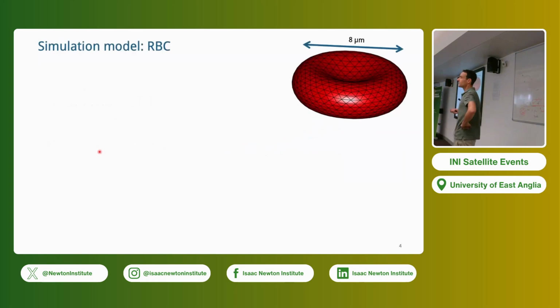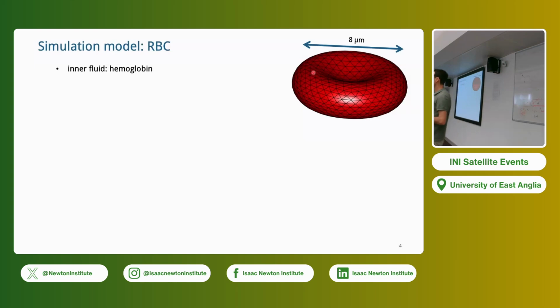Right. So here's the red blood cell if it doesn't move. It has this disc shape. It's about 8 micrometers in diameter. And we describe it with a triangulation. So we have these triangles, vertices are connected by triangles, and these describe the surface.